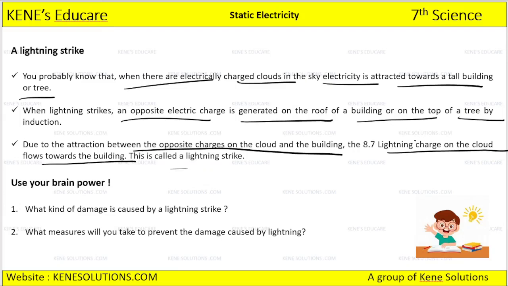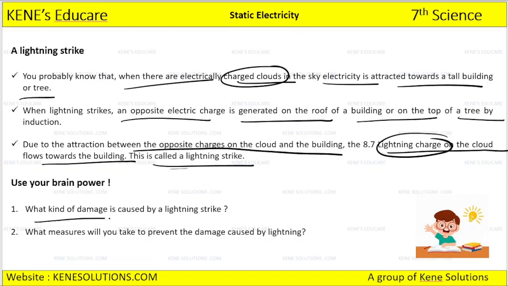तो जो ये oppositely charge बन जाता है and because of that lightning charge flows towards the building and this is called lightning strike. उसको हम क्या बोलते हैं? Lightning strike, because the clouds are charged in the sky and that gets attracted towards a tall building. Okay, tall building पे वो गिरते हैं and there is an opposite charge created on the roof of the building and simply the charge travels to the building and lightning happens.